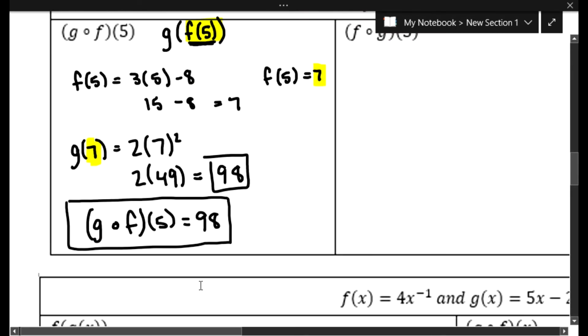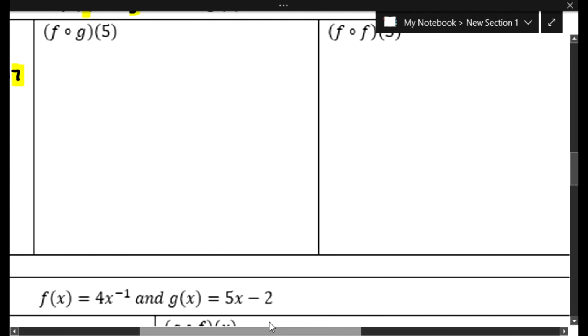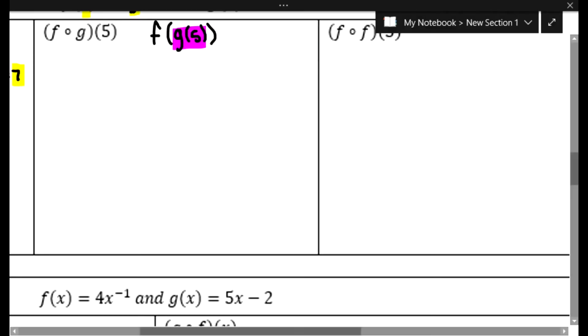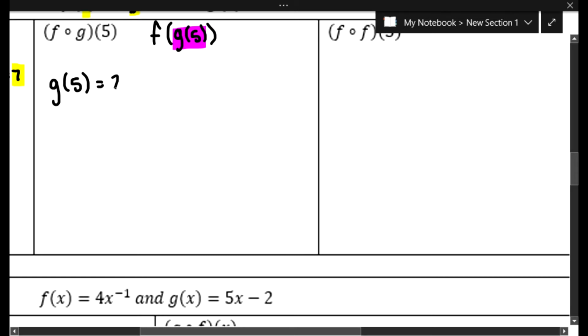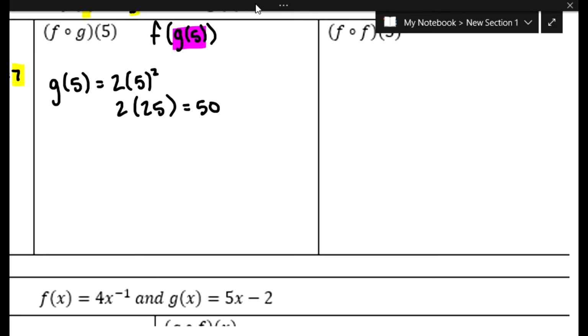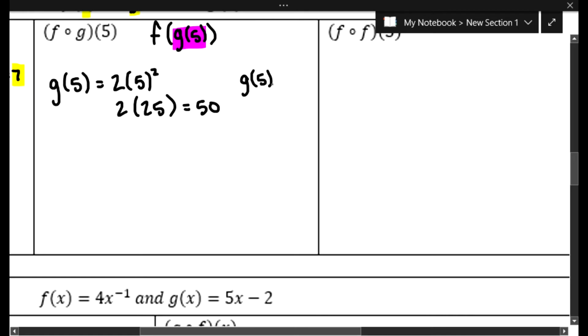All right. I encourage you to try this on your own, see if you get the same thing that I'm getting. We're going to do f of g of 5. So this time, instead of plugging into the f function first, we're going to plug into the g function first, g of 5. So let's do that. g of 5 is equal to 2 times 5 squared. Order of operations says that's going to be 25, and 2 times 25 is 50. So I know g of 5 is equal to 50, and if I'm going to do f of g of 5, I can plug in that 50.